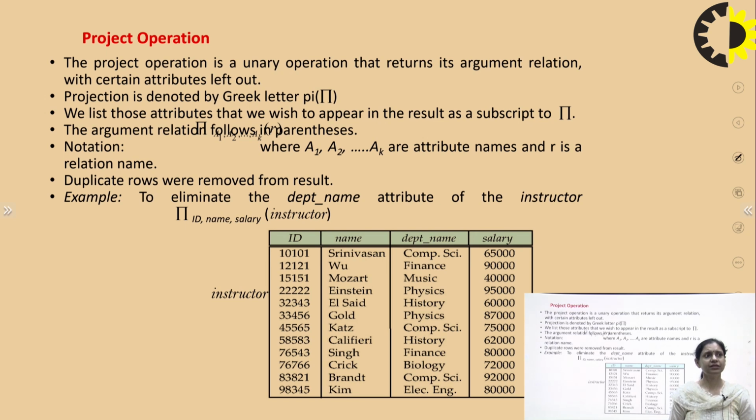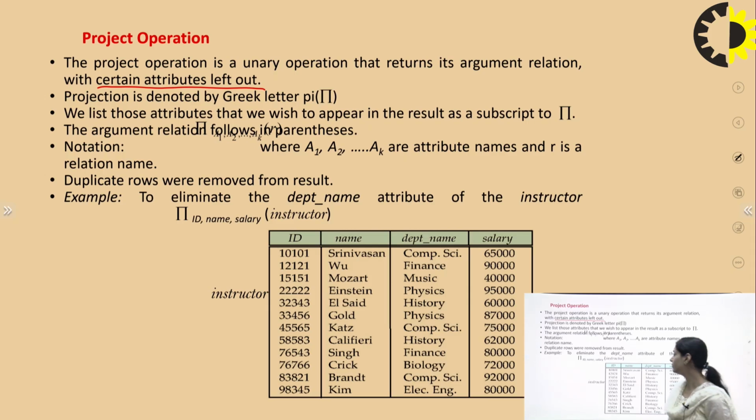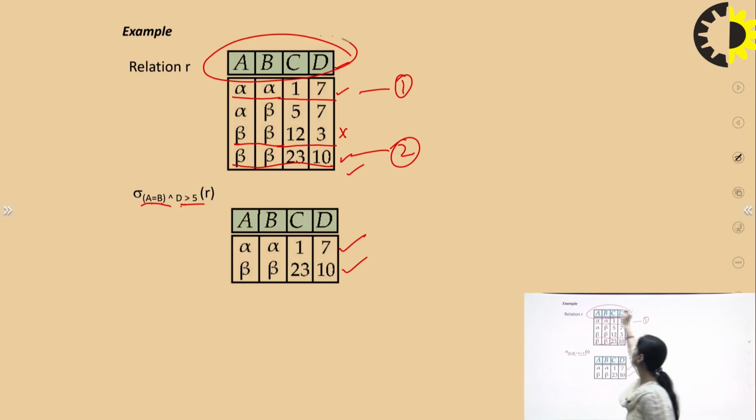The next operation that we have is the project operation. The project operation is a unary operation which returns its argument relation with certain attributes left out. That means in the previous one, we have seen that whatever records we are identifying, we are taking all the attributes in our solution.